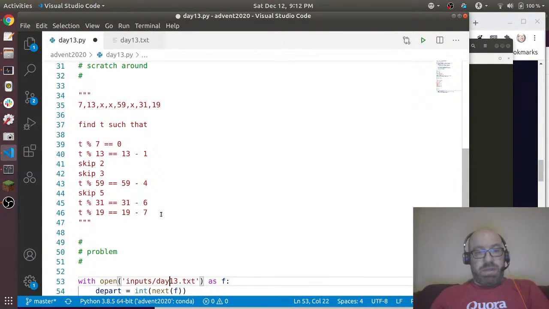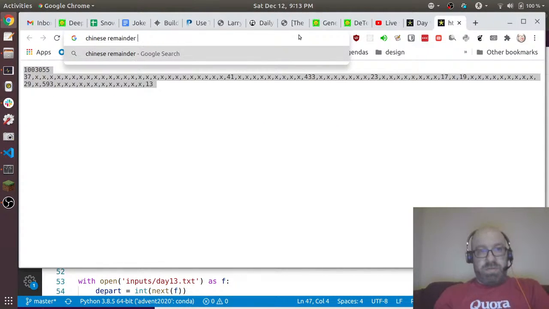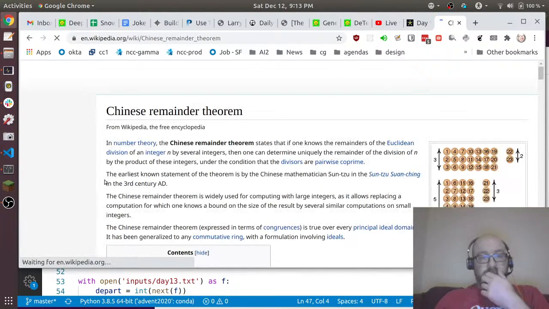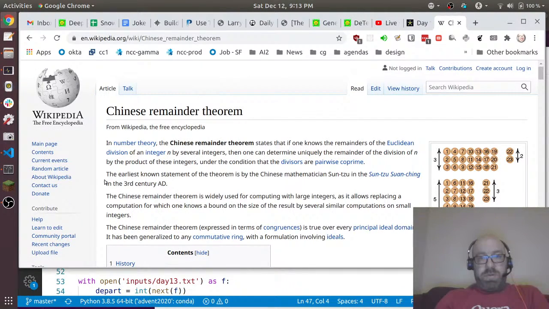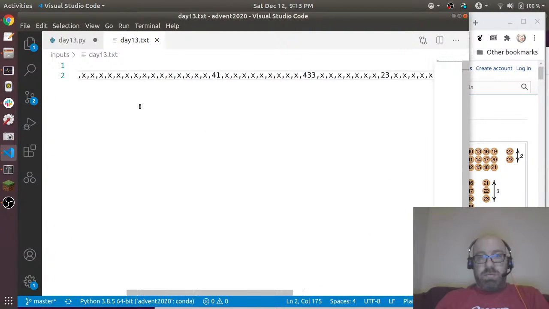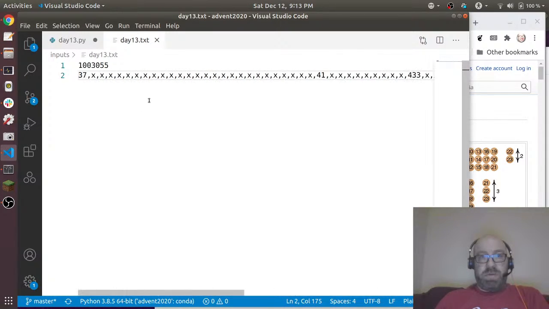And this seems like the Chinese remainder theorem. And so this is where me being a math person comes in handy. And let's Google it because I don't remember off the top of my head. The Chinese remainder theorem says if one knows the remainders of the Euclidean division of an integer by some integers, one can uniquely determine the remainder of the division by the product of those integers, under the condition that the divisors are pairwise coprime. Now, is that really the case? It certainly looks like it is the case because those all appear to be prime numbers.